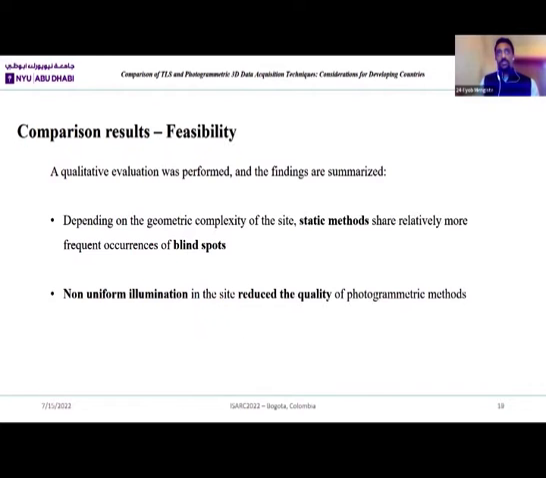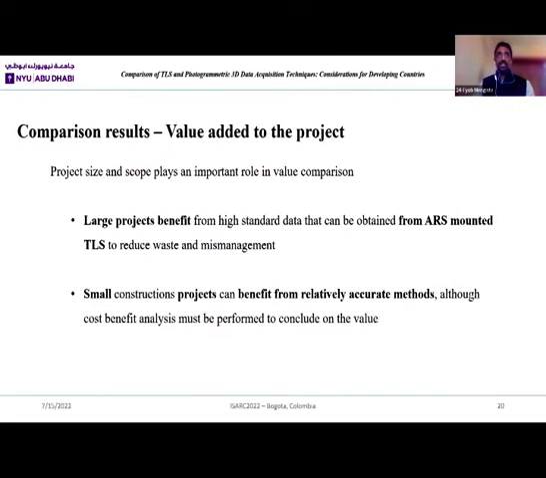The remaining two, which are feasibility and value added, are qualitative criteria. On feasibility, we say that static methods have some limitations because there are a lot of hidden pockets relative to the moving methods. And photogrammetric methods have reduced quality because there was no uniform illumination within the construction site.